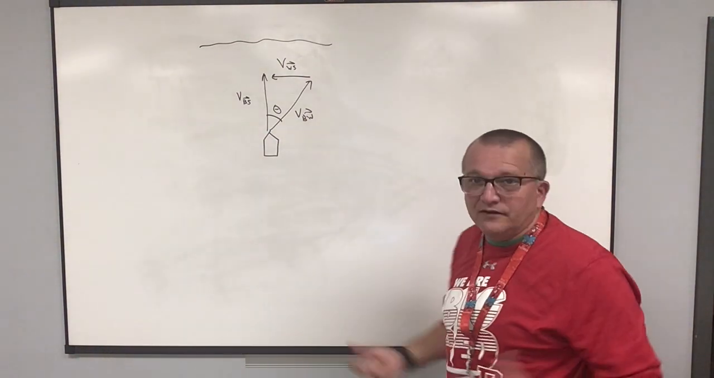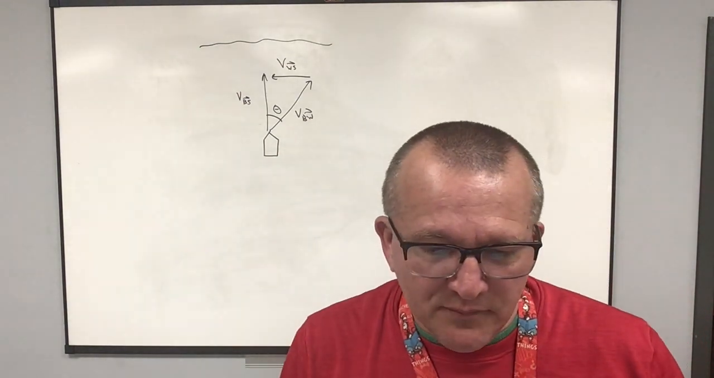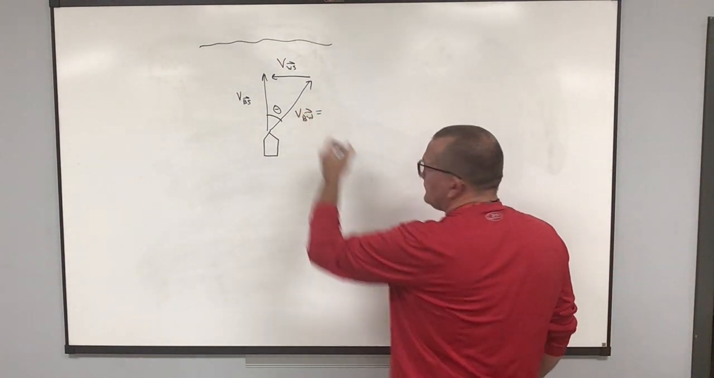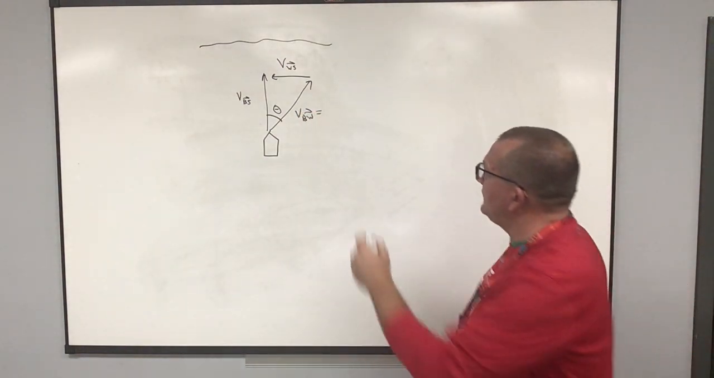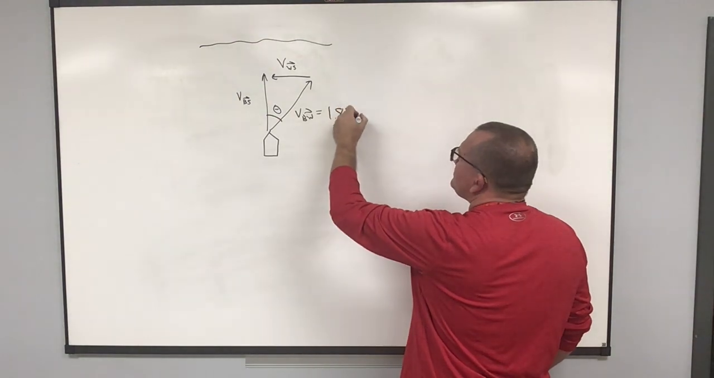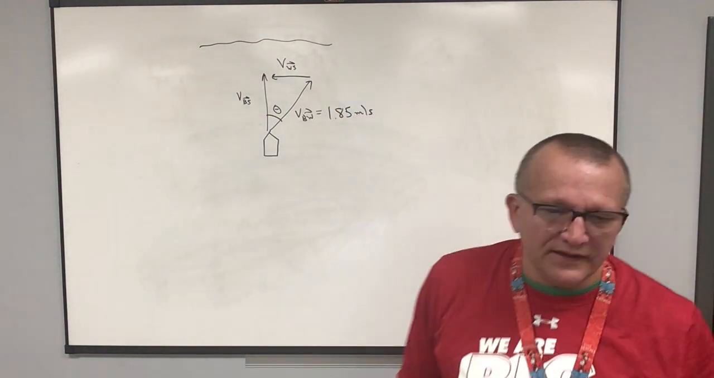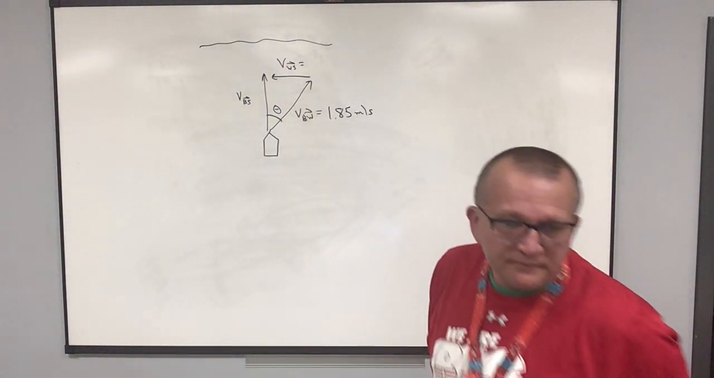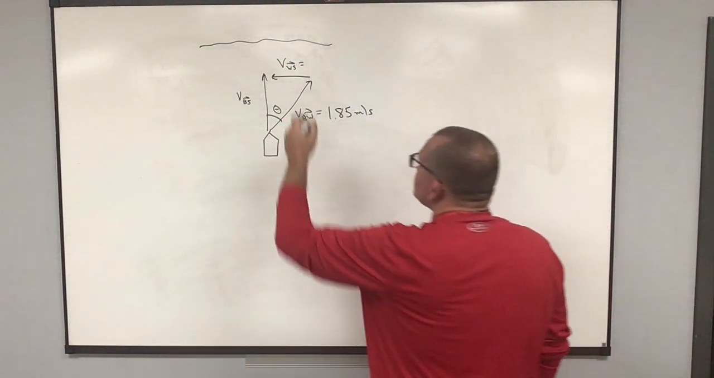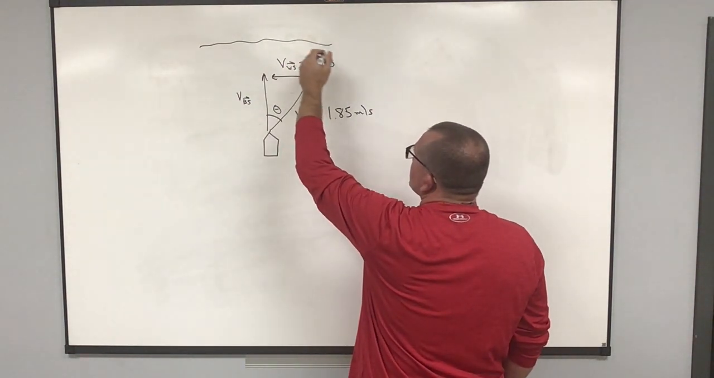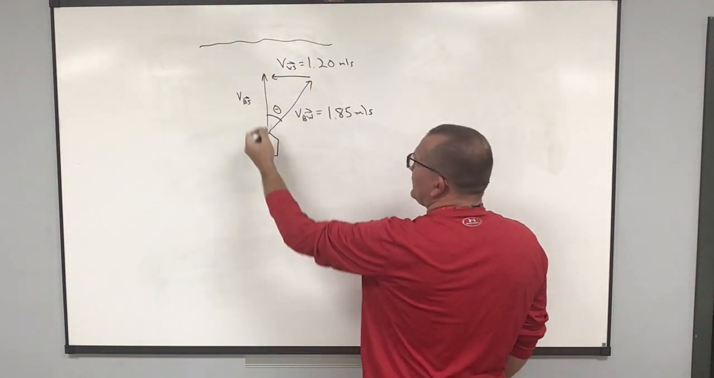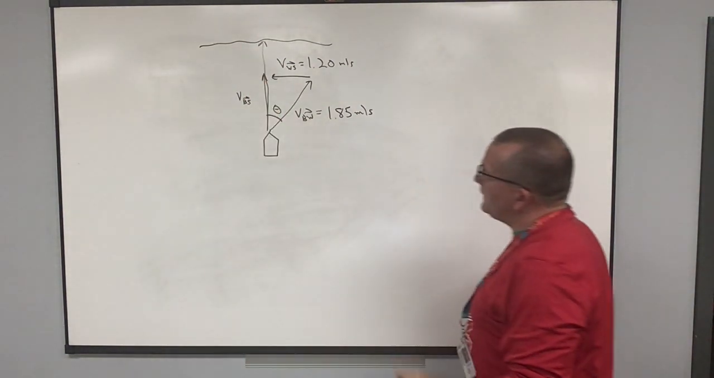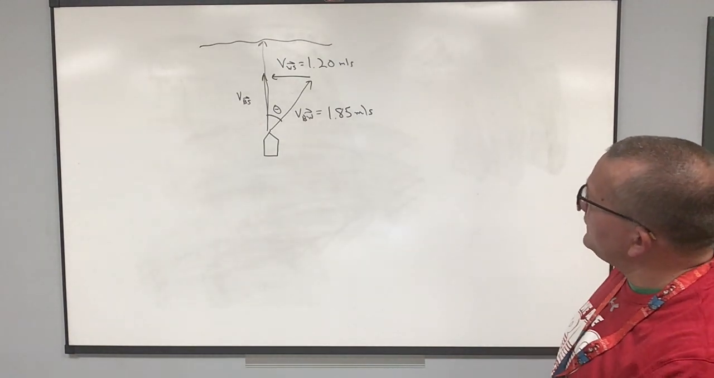Our goal is to get to a right angle so that we can use trig. Our VBW is 1.85, and then we look at the water speed, which is 1.20. So at what angle do we have to travel to go straight across? That's what we're trying to find.